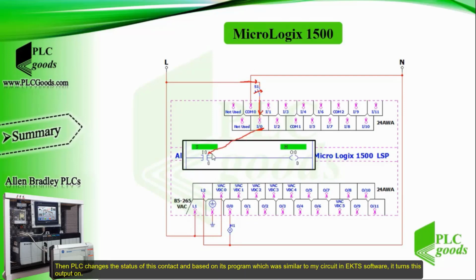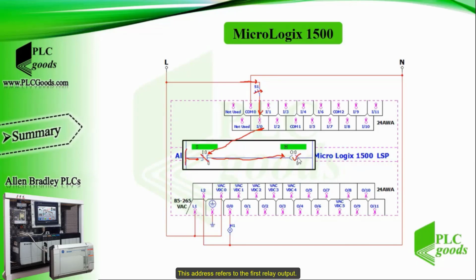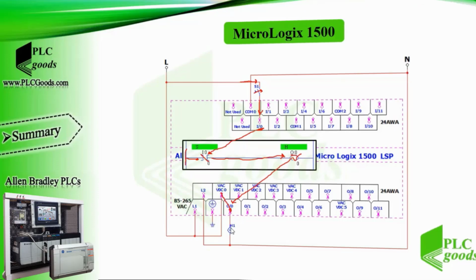Then, the PLC changes the status of this contact, and based on its program, which was similar to my circuit in EKTS software, it turns this output on. This address refers to the first relay output. So, my PLC connects these two terminals inside itself. In consequence, the AC voltage reaches the lamp and turns it on.